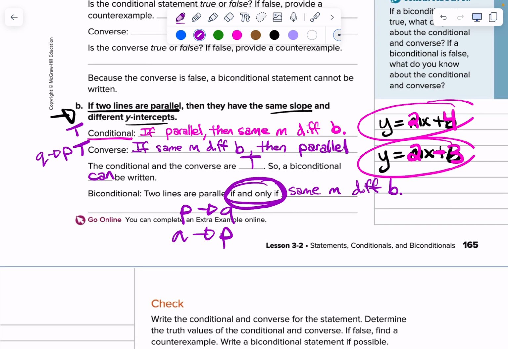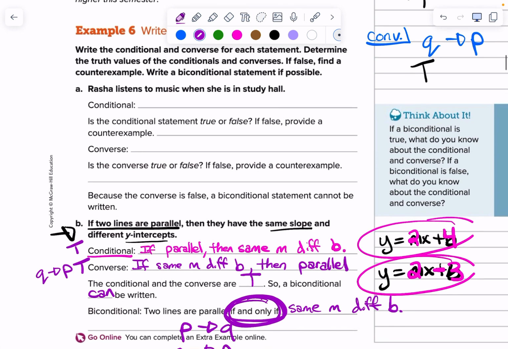Okay, and it's written like that. Two lines are parallel if and only if... that's the part that you insert in. Okay, let's go back up to part A.